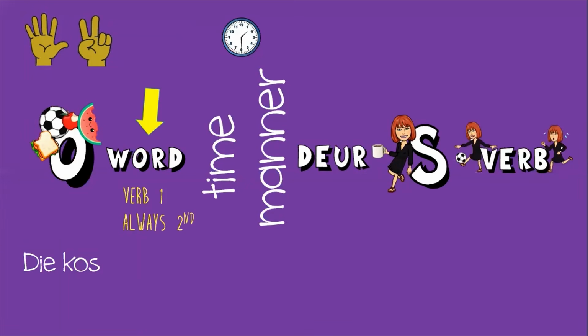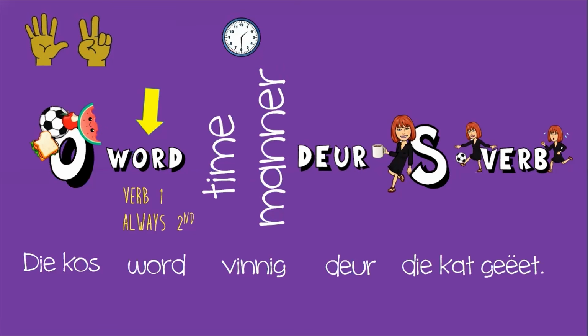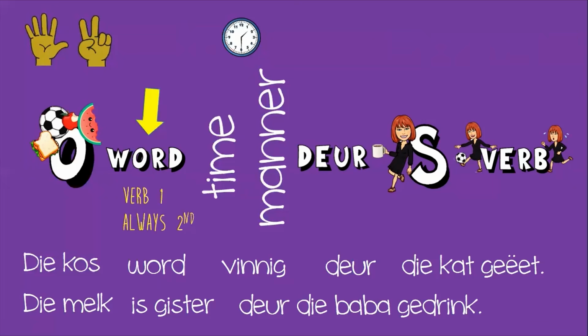So, kom ons kyk na 'n voorbeeld. Die kos word vinnig. Vinnig is a manner. Deur die kat geëet. So that is when we have a manner in the sentence. See? It is after our verb and then in front of our deur die subject. Let's look at another example. Die melk is our object. Is gister. Gister is the time, a time word, an adverb of time. So that is after our verb and then in front of our deur die subject.